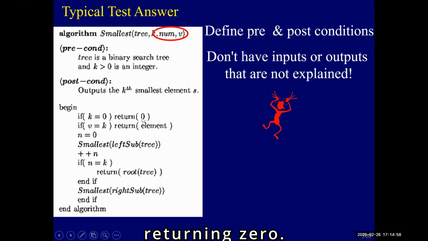Here you're returning 0. 0 might not even be in the tree. Here you're returning some element. What does that mean? So it's just garbage. It's not recursion. It's not iterative. Don't do it.